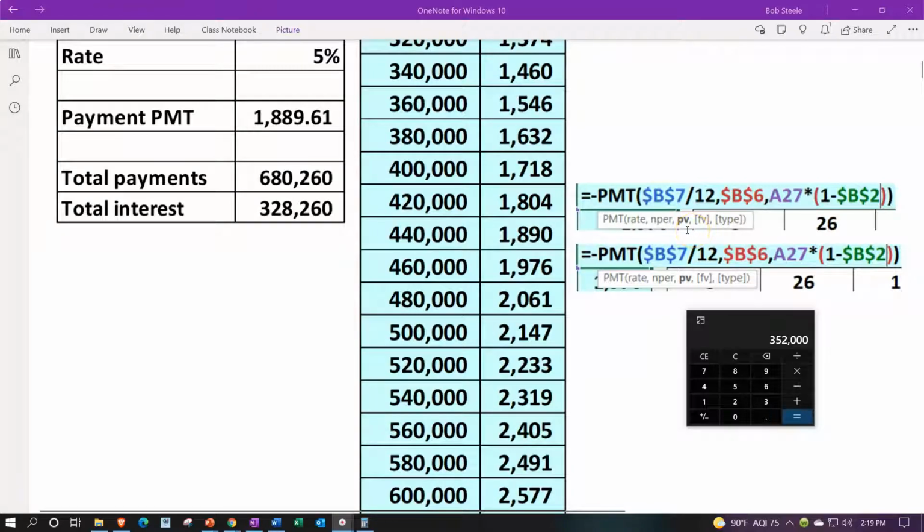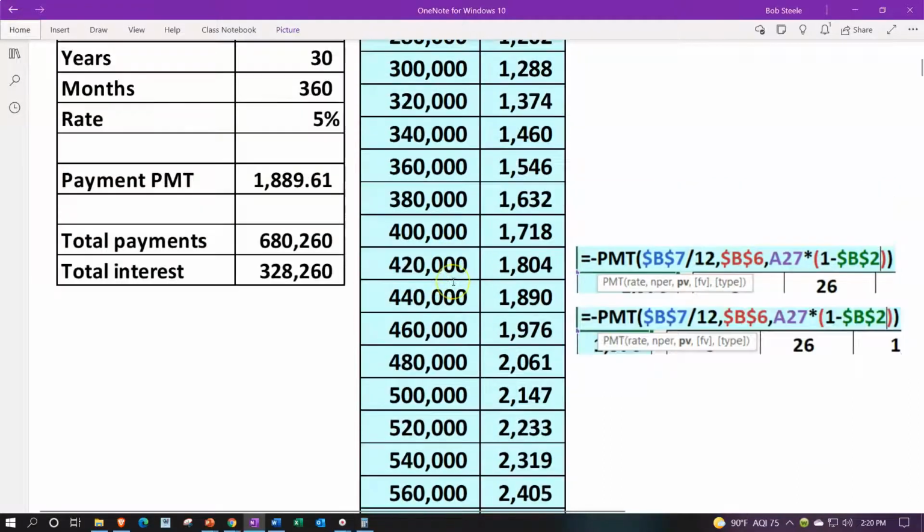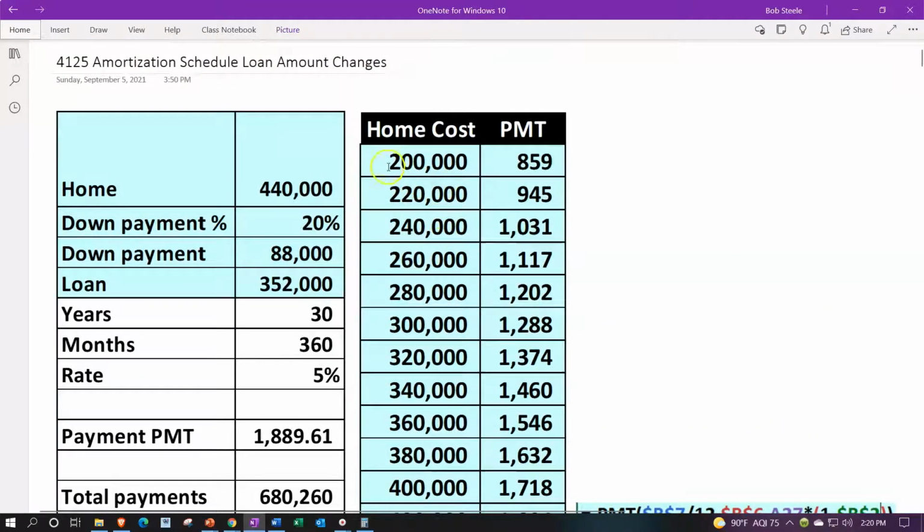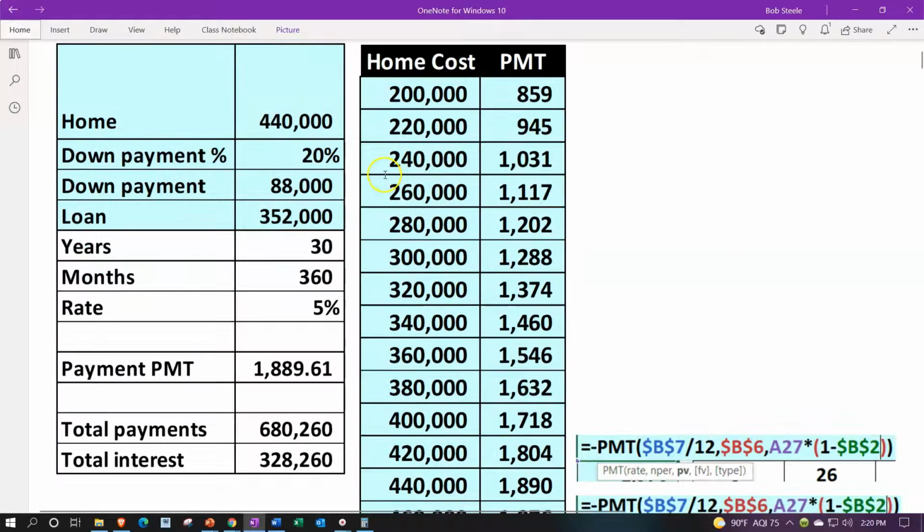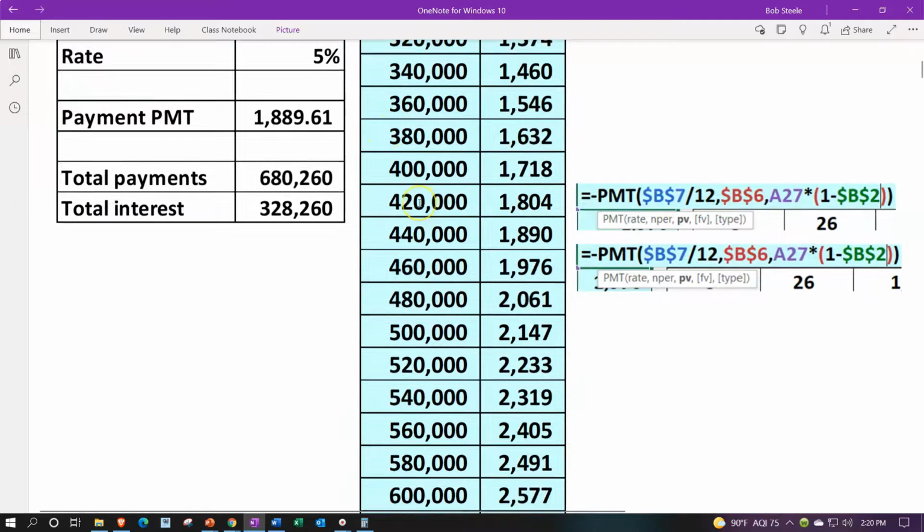comma, next argument is going to be the present value. The present value is the loan amount because that's our starting point. So the PV is the loan amount. If we were designing this table to have the loan amounts here instead of the home cost, it would be just simply this cell right there. And then we can copy it down, not having it absolute, and just copy it down.